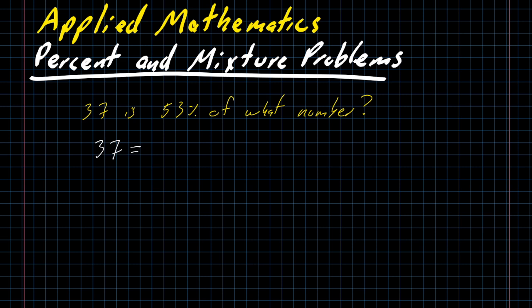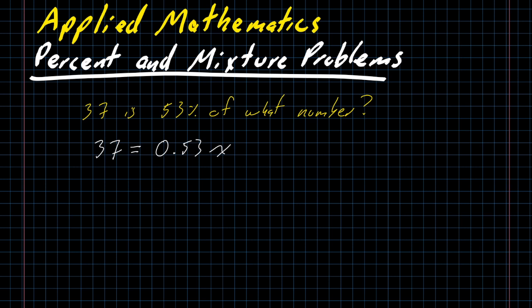You need to rewrite 53% as a number. That can either be a fraction, 53 over 100, or a decimal, which is my preference, 0.53. The word of almost always means multiplication. What number? I have no idea. I'll call it x.